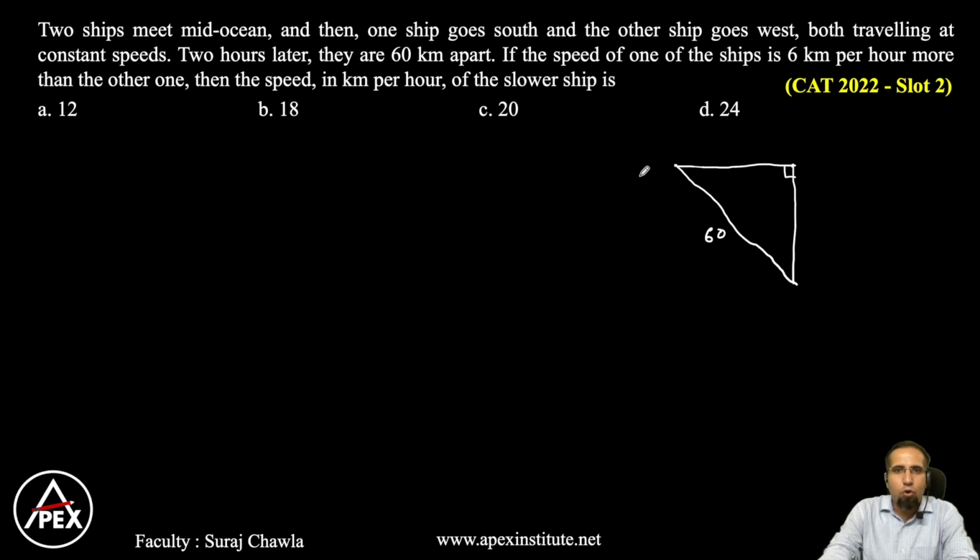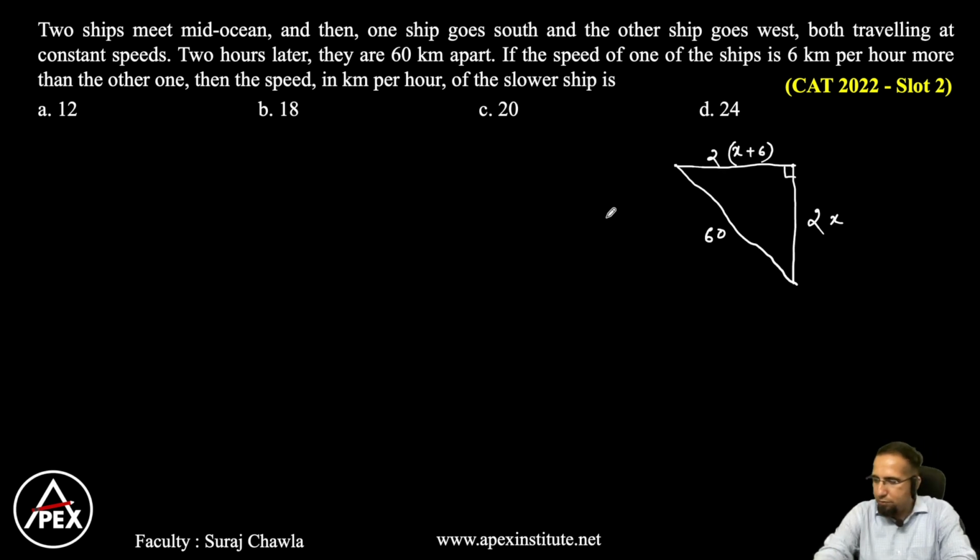Clear? Now, if the speed of one ship is 6 kilometers an hour more than the other ship, let's say the smaller ship speed is x. So in 2 hours, it would have covered 2 into x kilometers. And the other ship speed is 6 kilometers an hour more, that becomes x plus 6. And I'm multiplying with 2 here.